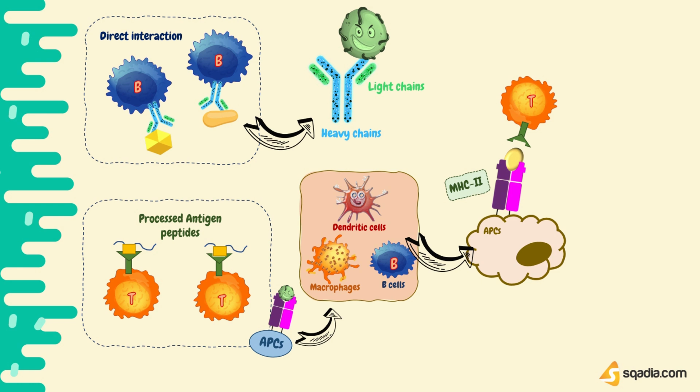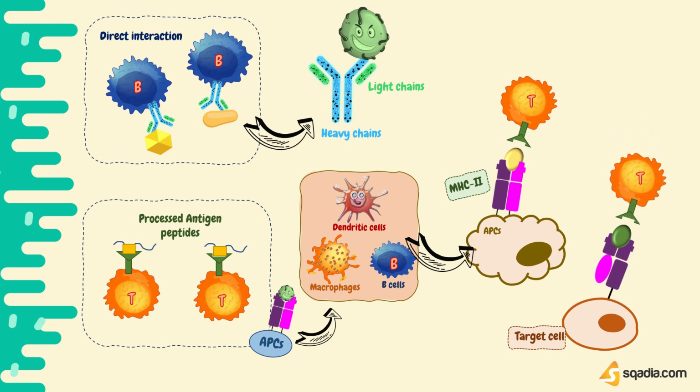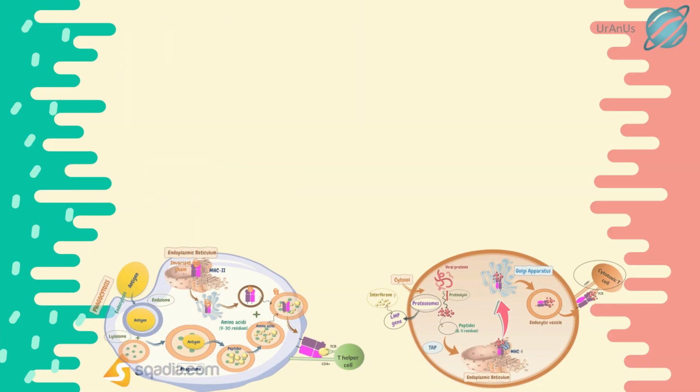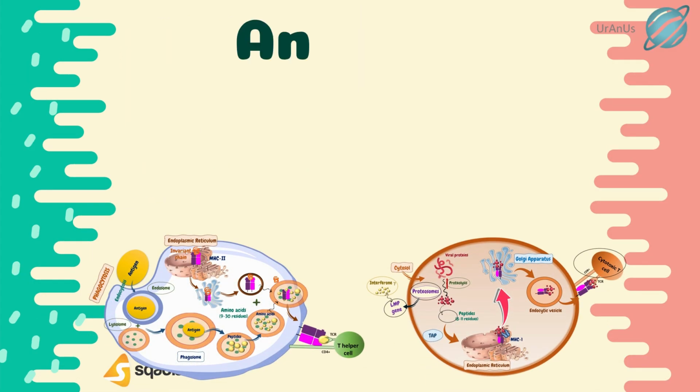Whereas, the target cells, which can be any nucleated cells infected with intracellular pathogens or even malignant cells, may also become target cells. Here, antigen derived from an intracellular pathogen or tumor is processed into peptides that are then presented to T cells in association with MHC class I molecules. So, in this way, antigen needs to be processed before presentation to respective T cells. And for that, there are two pathways that we are going to learn in the next section under the title Antigen Processing Pathways.